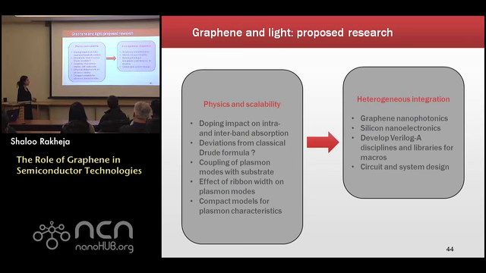The first challenge is on the physics and scalability side. We don't really understand the intra and interband absorption in graphene very well. We've been using the conventional Drude formula to analyze the optical conductivity of various materials. We don't know if that would be applicable in graphene. That's the first question. The second is, how does graphene couple with the plasmon? How do plasmons in graphene couple with the substrate? How does the effect of the ribbon width change the dispersion relationship of these plasmons that exist in graphene? So those are some of the physics and scalability related questions.